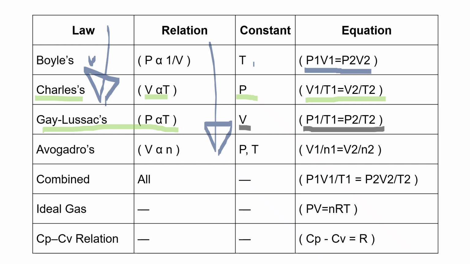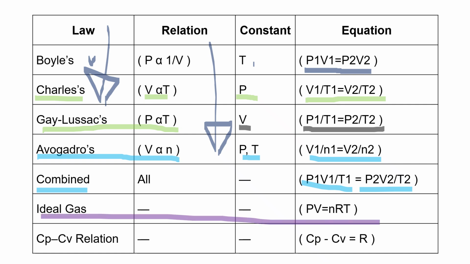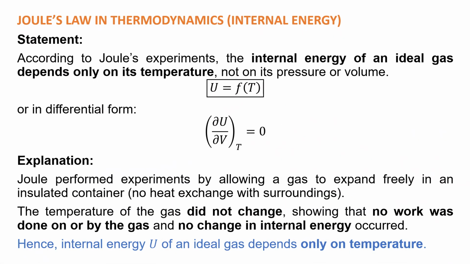If we talk about Avogadro's law, then again what we see is V is proportional to n at constant pressure and temperature. So V1 upon n1 equals V2 upon n2, and when we combine the first three, we will get P1 V1 upon T1 equals P2 V2 upon T2. The ideal gas equation is PV equals nRT, and the relationship between Cp and Cv is Cp minus Cv equals R.